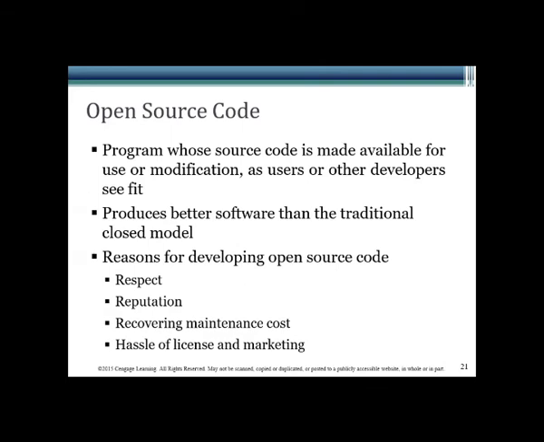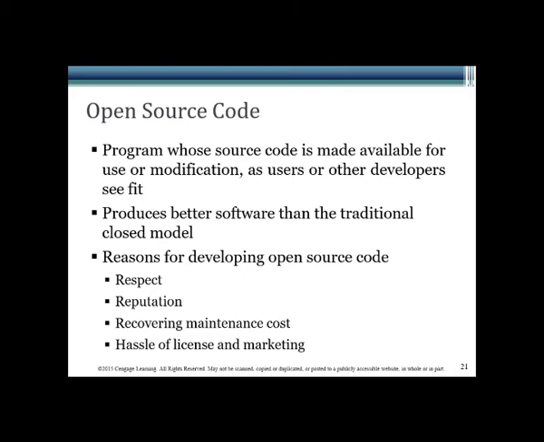Open source code. Open source code is any program whose source code is made available for use or modification as users or other developers see fit. The basic premise behind open source code is that when many programmers can read, redistribute, and modify a program's code, the software improves. Programs with open source code can be adapted to meet new needs and bugs can be rapidly identified and fixed. Open source code advocates believe that this process produces better software than the traditional closed model.